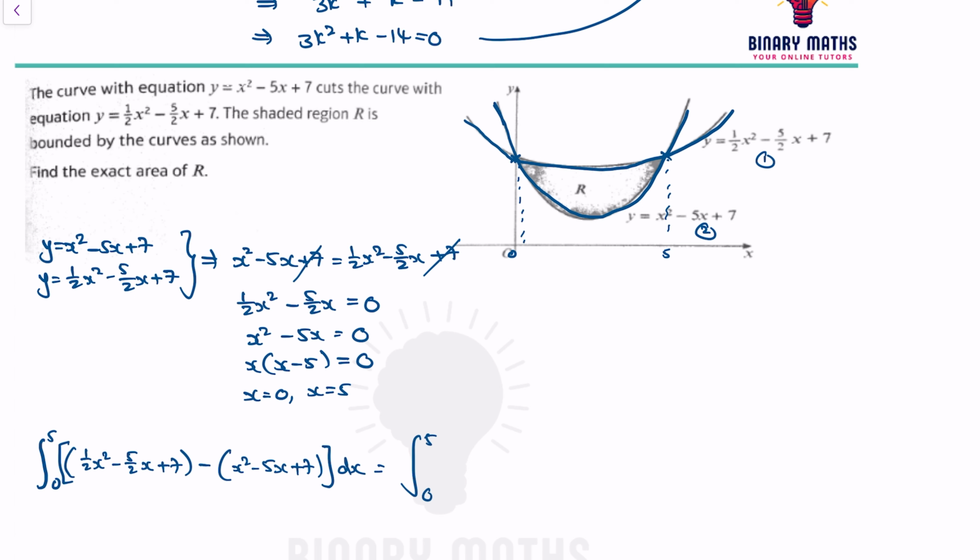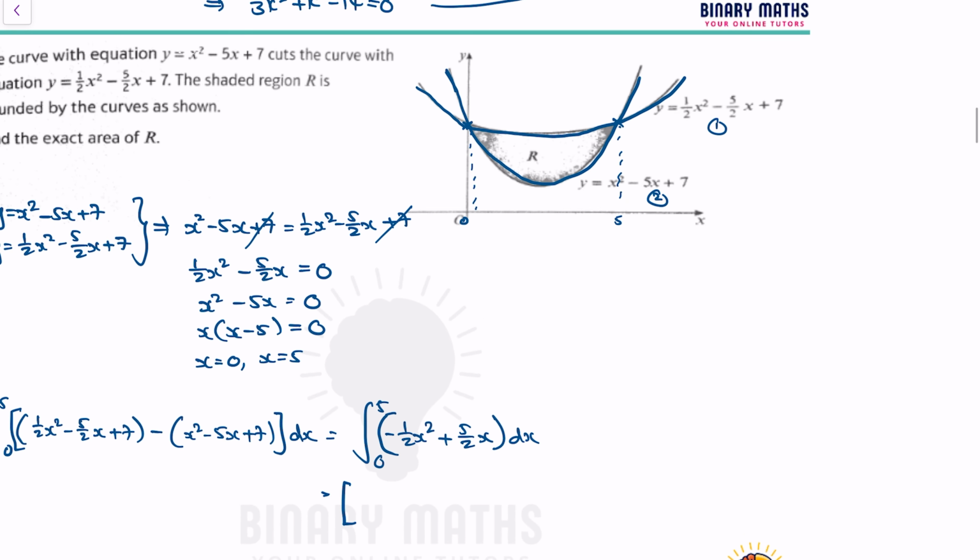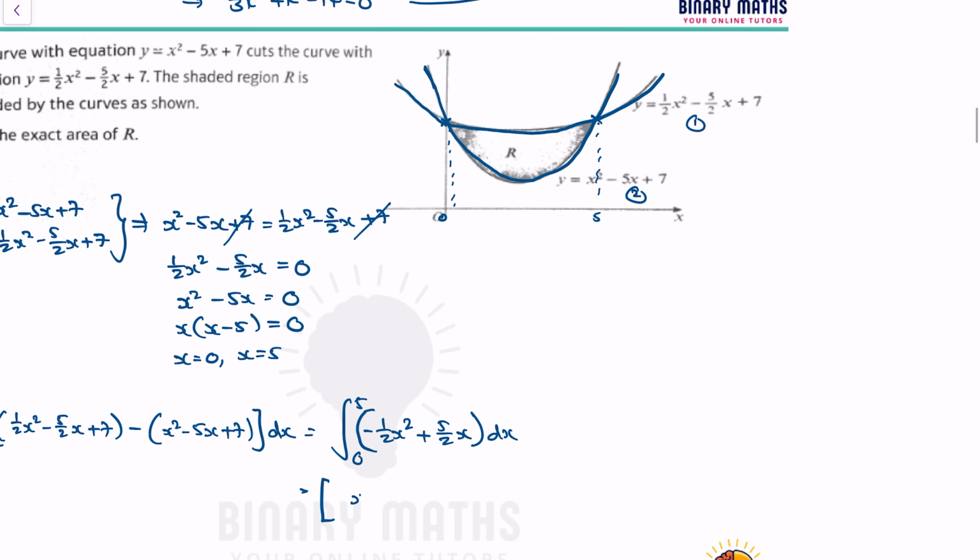So let's simplify it. Half x squared take away x squared gives me minus a half x squared. Minus 5 over 2x plus 5x gives me positive 5 over 2x. And plus 7 minus 7 gives me 0. So now I need to integrate that. When I integrate this, minus a half x squared becomes x cubed, minus half divided by 3 gives me minus a sixth. Okay, x becomes x squared, 5 over 2 divided by 2 is 5 over 4.